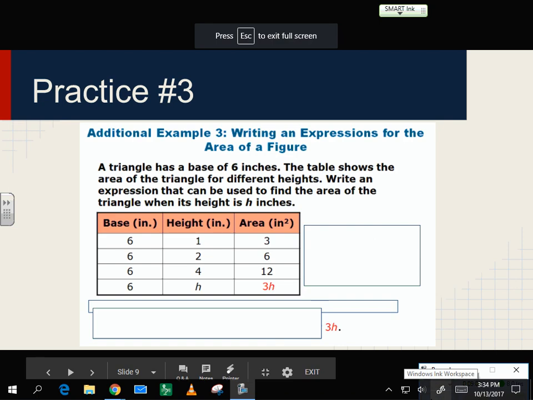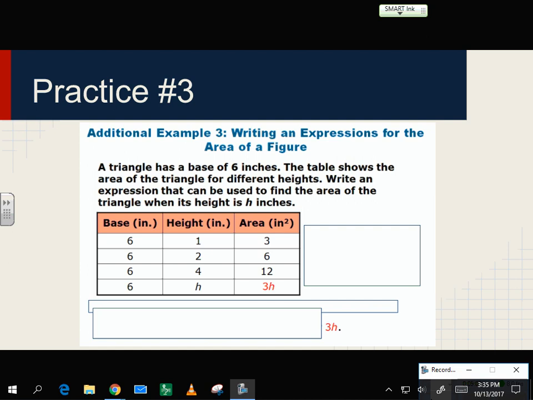Now here's another example, and this is our last practice of the day, where writing an expression for area could be used. So we used area in the last lesson to figure out how to write the expression or use the expression. Here we can make an expression. So this triangle shows in the box that the base is consistent every single time. The base is always 6 inches. The heights, however, change. So how could you write a formula that would work every single time? Well, you have to look for a pattern.